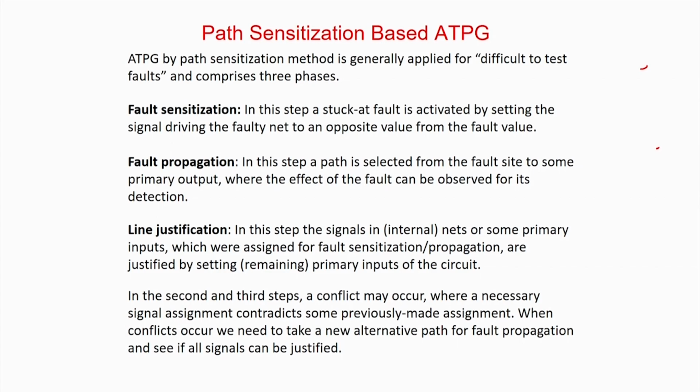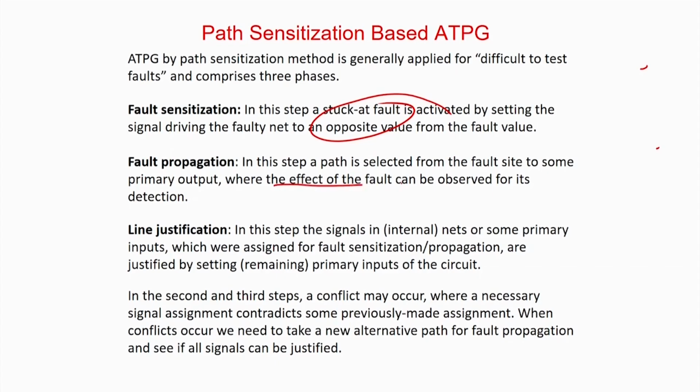In this case, there is a stuck fault, you are activating the signal to an opposite value. Propagation means you have to send the fault effect to an output path. Justification means all the internal signals you have to justify so that you get a proper primary input set. So basically this is the heart of all tests, that is, you are given some faults, you have to find out what test pattern to apply.